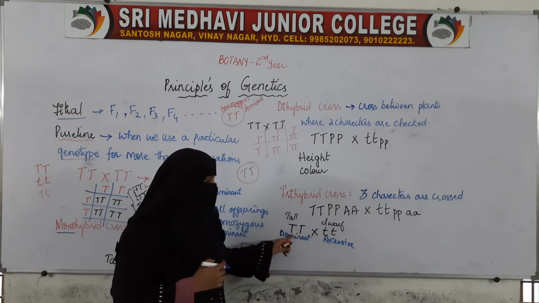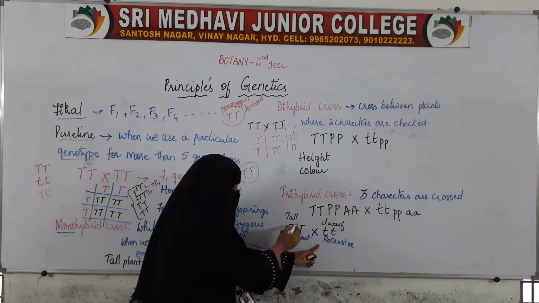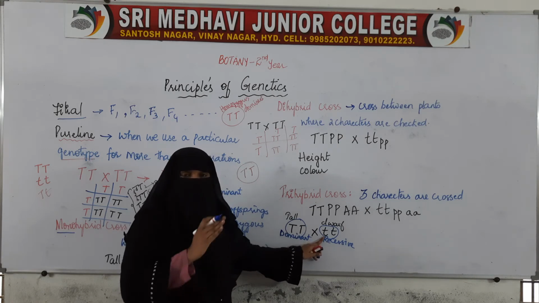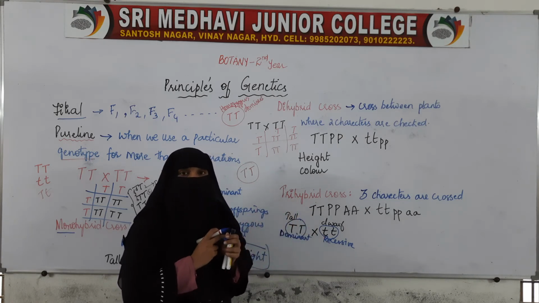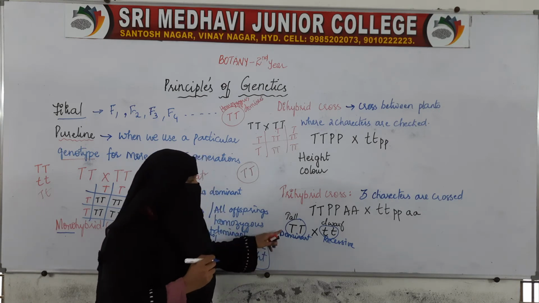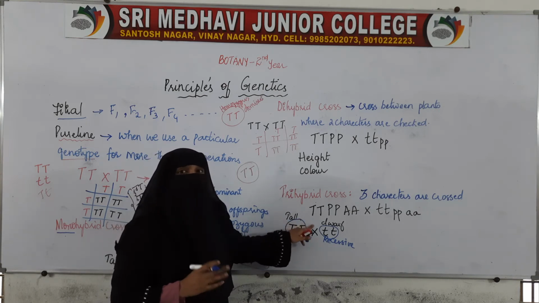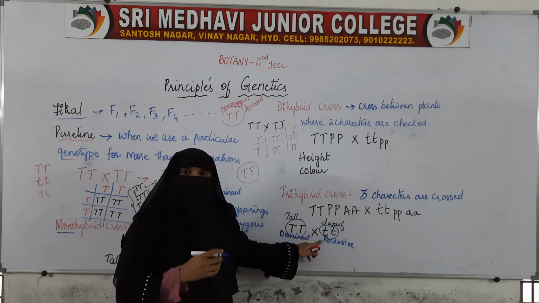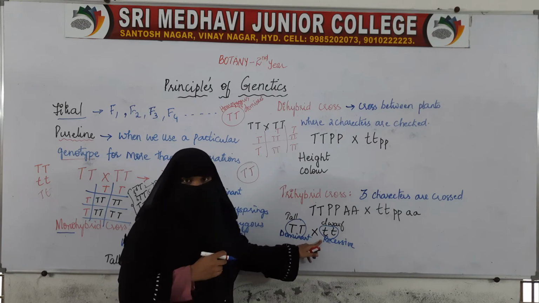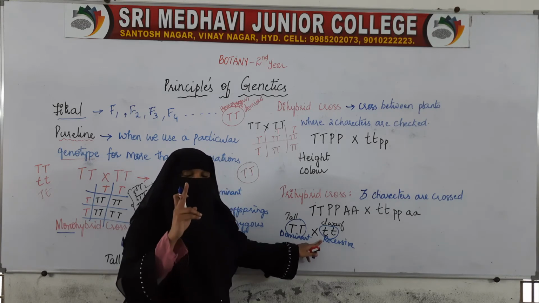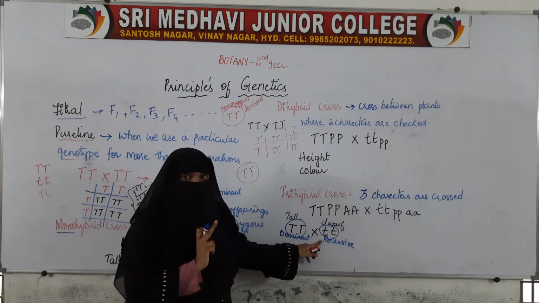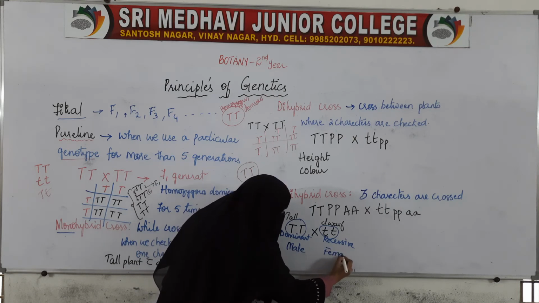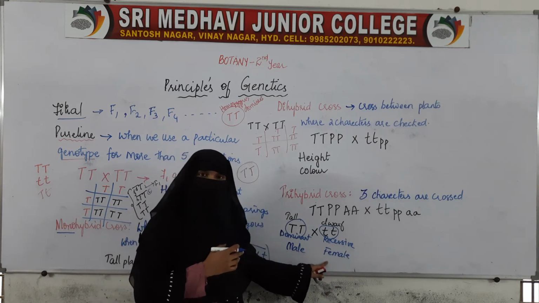So if I am crossing between these 2 plants, this is a tall plant and this is a dwarf plant, that is, one dwarf and one tall are being crossed. Why am I crossing? To check the height, what type of height they will get. When these 2 plants are crossed, what height will we get in the next generation? We are checking only one character here, only height. These are the parents: this is the male parent and this is the female parent.